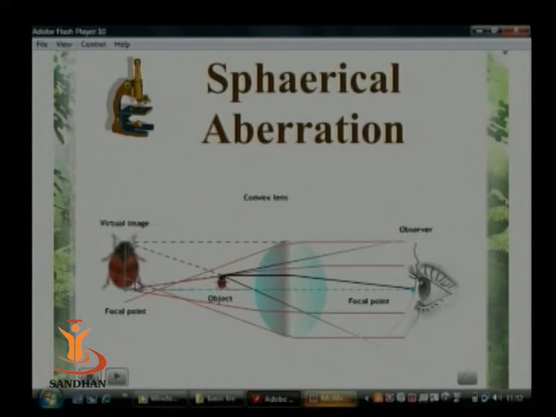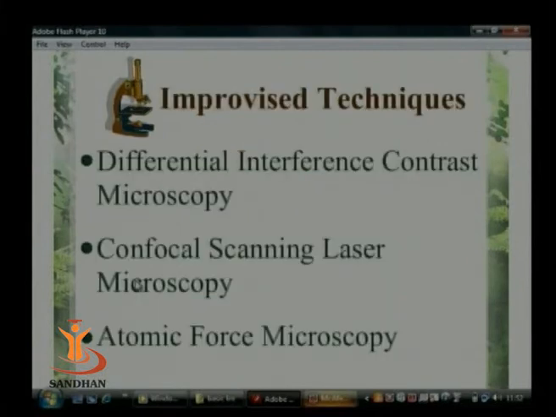Apart from the phase contrast microscope and fluorescence microscope, there are some more recent techniques using the light microscope that have been developed. We are simply mentioning them. We will not be talking about them in detail because of the limitation of time, because once we get through this slide, we have to visualize a short film about how to handle a light microscope. We will be coming to the film soon, but before we look at the film, let us first have a glance at the improvised techniques in light microscopy.